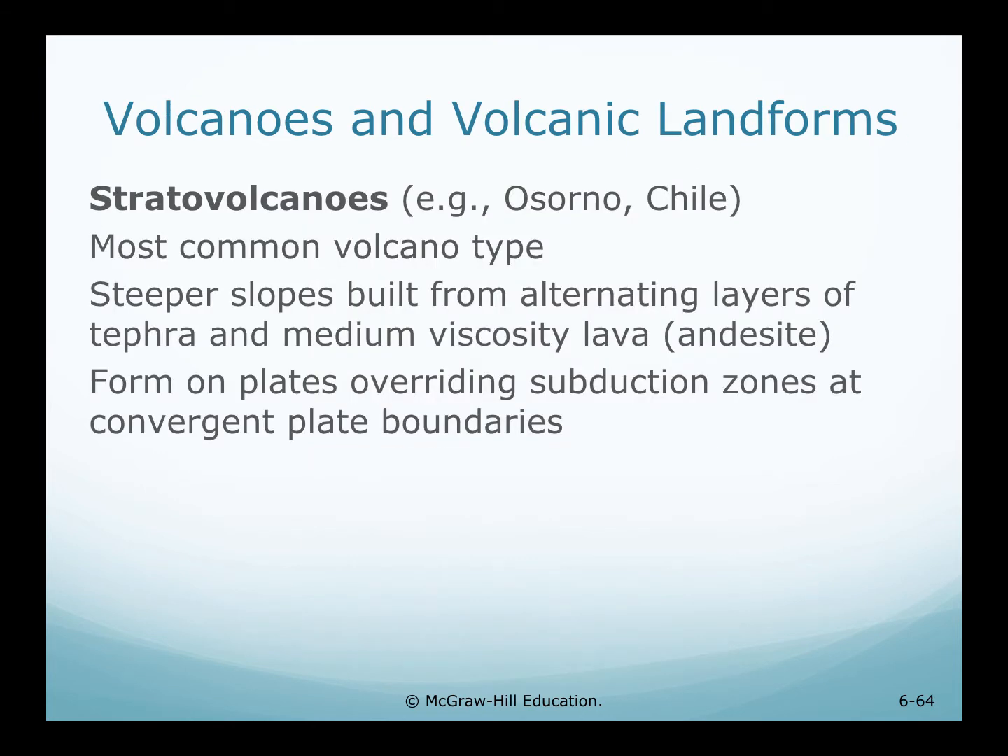Stratovolcanoes, for example Osorno in Chile, are the most common volcano type. They have steeper slopes built from alternating layers of tephra and medium viscosity lava. They're made out of andesite. They form on plates that override subduction zones at convergent plate boundaries.